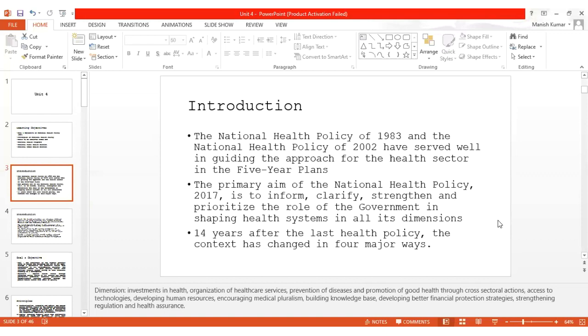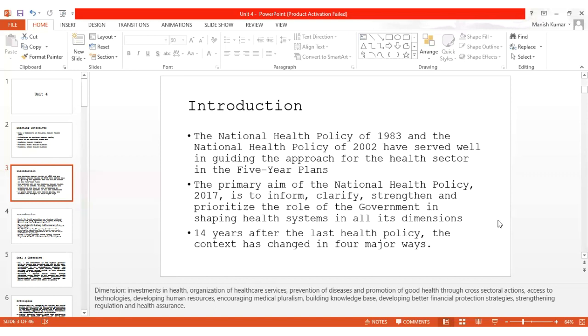These previous two national health policies have served as a roadmap or a guiding document for the new health policy, which was released in 2017. The primary aim of this National Health Policy 2017 is to inform, clarify, strengthen and prioritize the role of government in shaping the health system. So we already had an infrastructure. How better can we tie the knots?